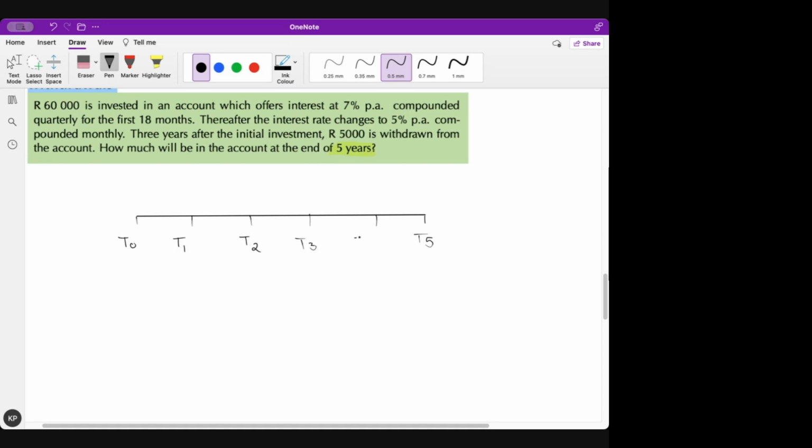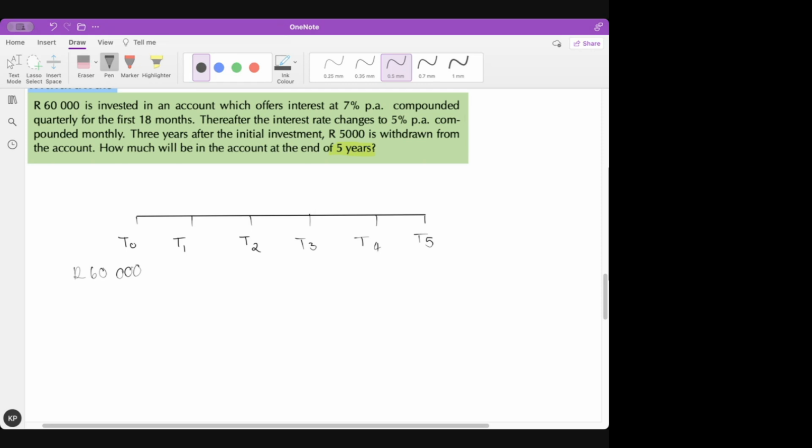So as long as you can organize your knowledge on a timeline, then you should be able to do all of these questions, right? In the beginning, we know it's 60,000 Rand that is invested. So at T0, I'm going to go ahead and write my 60,000. Great. And it offers 7% compounded quarterly for the first 18 months.